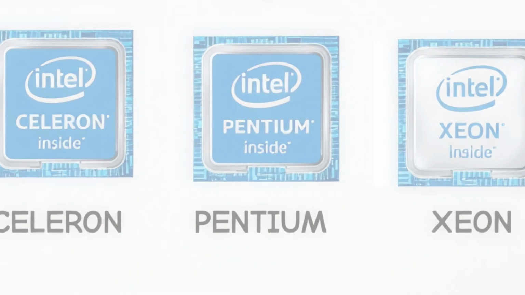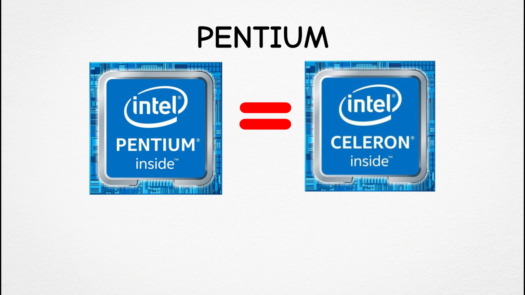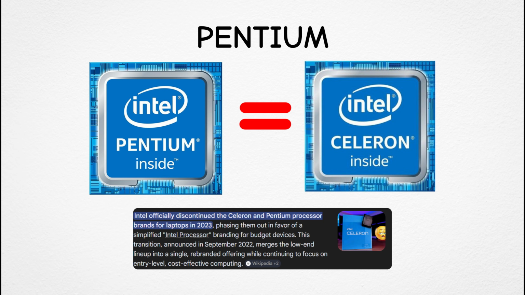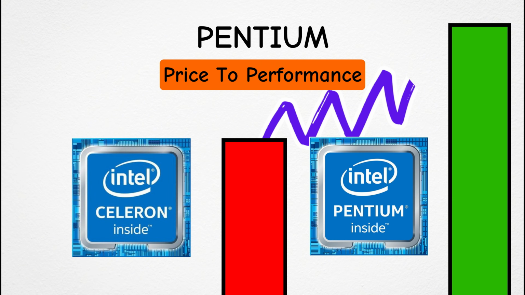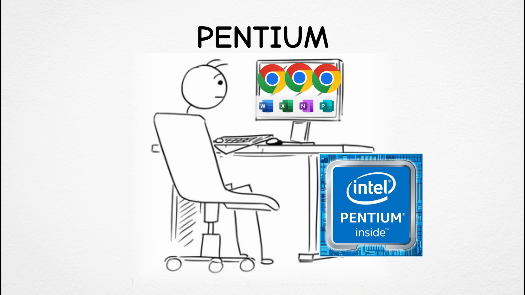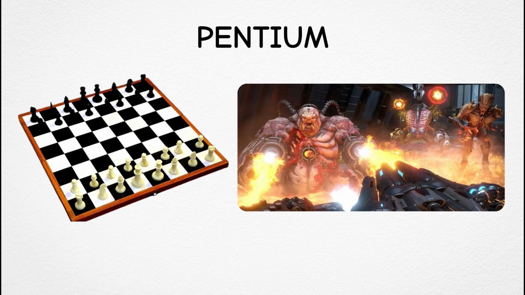Intel Pentium. Intel Pentium was similar to Celeron. Both were weaker series discontinued in 2023, but Pentium was slightly stronger and more expensive. You could open more tabs or run simple Office apps more smoothly on Pentium, and it could even handle simple games like chess or classic Doom.